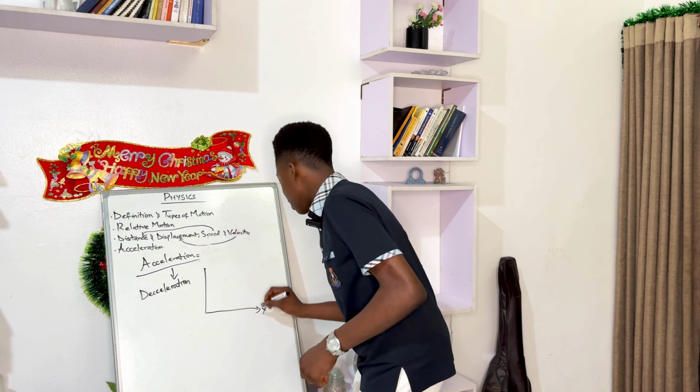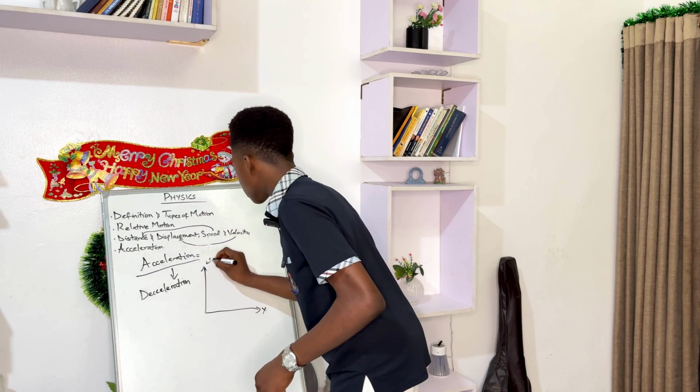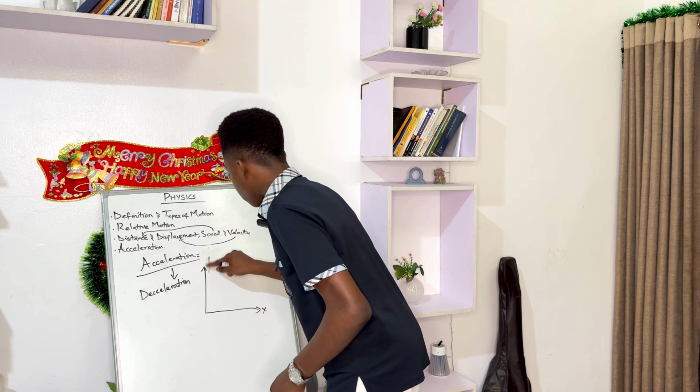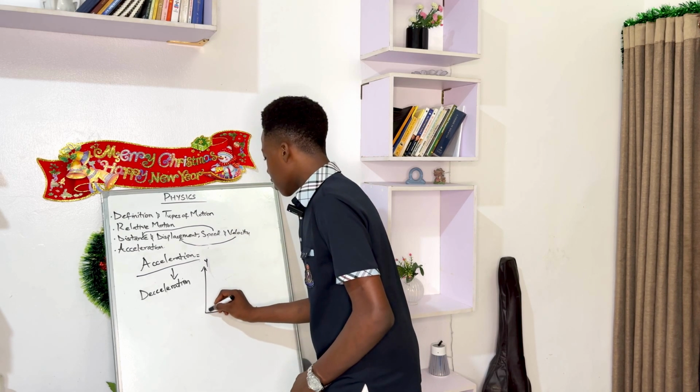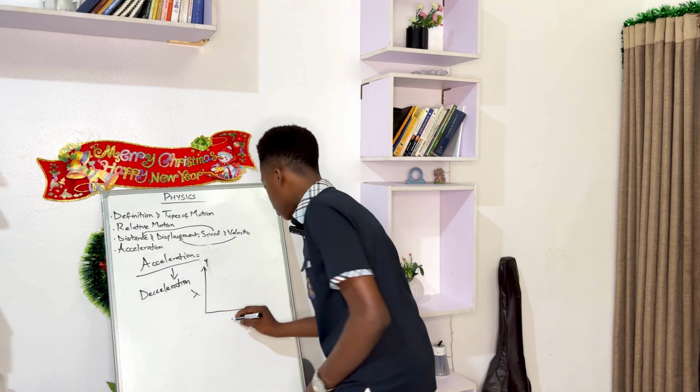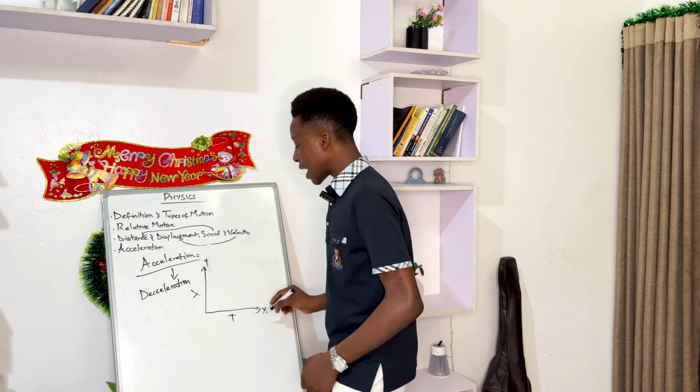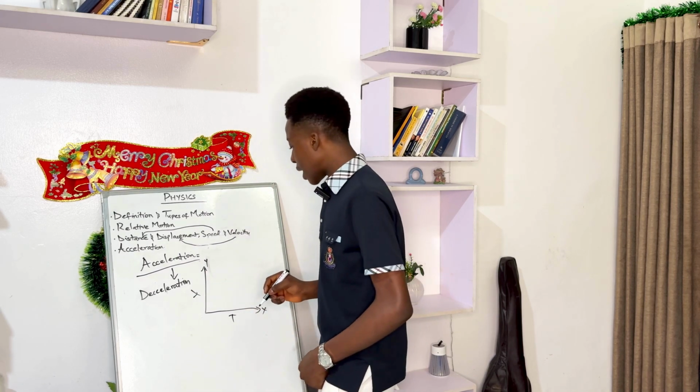Okay, so you know this is the x-axis, and this is the y-axis. Sorry, I wrote that like a 4. It would be something like this. So let's say this is velocity, and this is time. This is how it must always be. Time is the x-axis, and velocity is the y-axis.